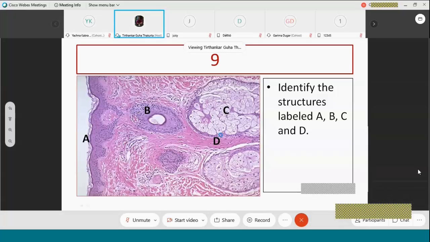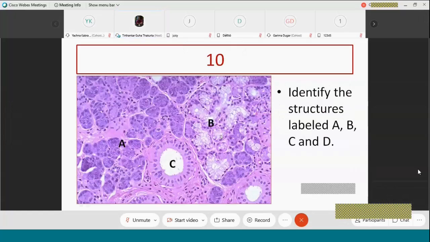The last one. You see here, there are structures labeled A, B, and C. What do you think are, I'm not talking of the organ, I'm only asking for the structure. What structure does A represent, these blue things? What structure does B represent, the white clusters? And what does C represent, this whole thing, the round thing?